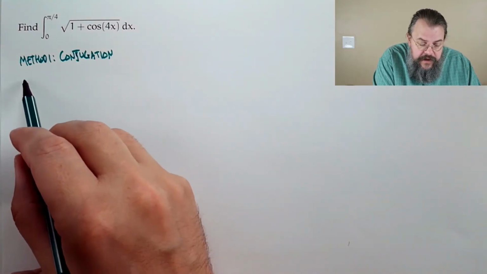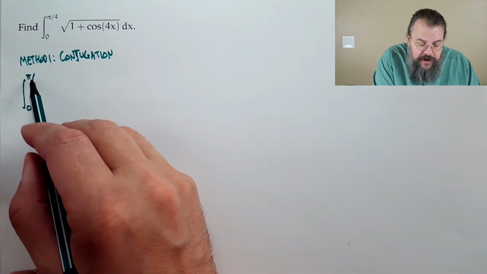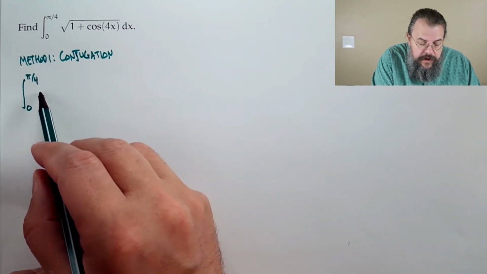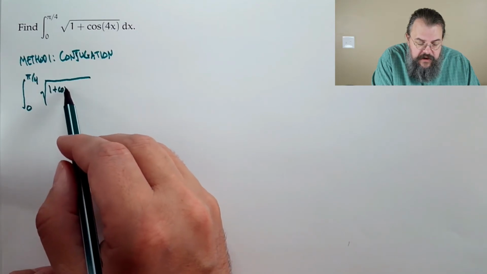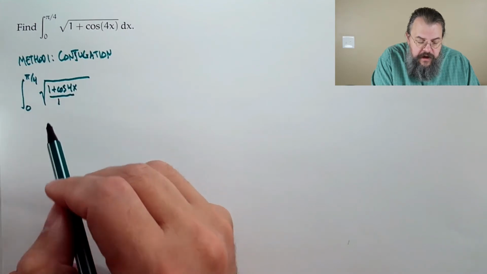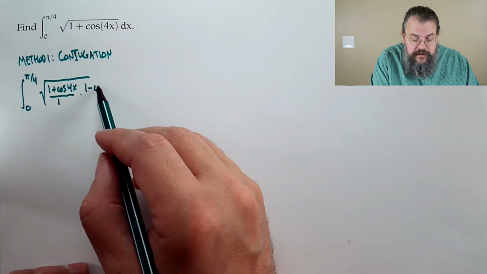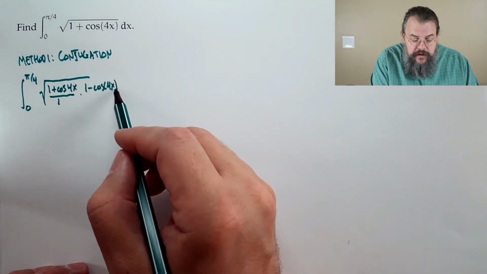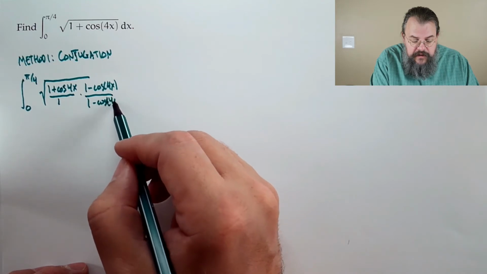So what do you have? Well, this will become integral 0 to pi over 4. And we're going to think about multiplying by the conjugate on the inside. So this is 1 plus cosine 4x over 1, all inside of the square root. We're going to multiply this by 1 minus cosine of 4x over 1 minus cosine of 4x, all inside the square root.